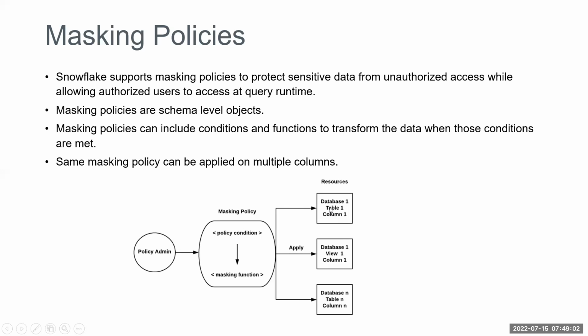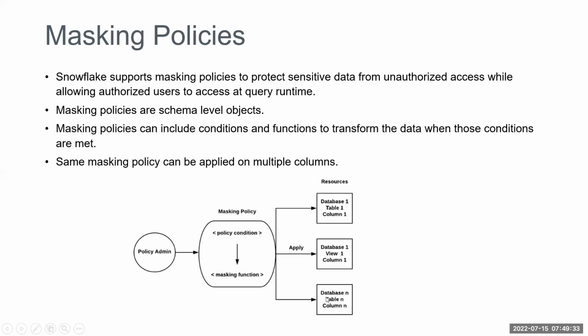If you see here, I have database one, table one, and column one. That means I am applying this masking policy on column one of table one that is present in database one. Like that I can apply it on column one of a view. I have some views in my database, and I can apply the same masking policy on that view also. Like that we can apply it on any number of tables and columns.